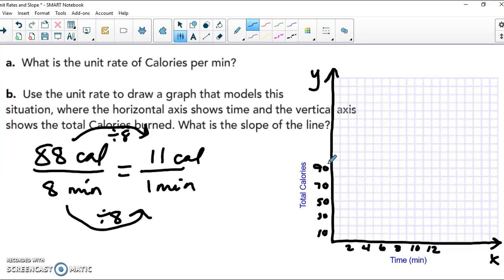So now let's go ahead and graph the points that I know. I have my unit rate, which tells me that I can burn 11 calories in 1 minute. So as an ordered pair, 1 is my x value and 11 is my y value. So I can go over 1 and up 11. And then I also know that I burned 88 calories in 8 minutes. 8 minutes is my x value, 88 calories is my y value, so I can, from the origin, go over 8 and up 88.